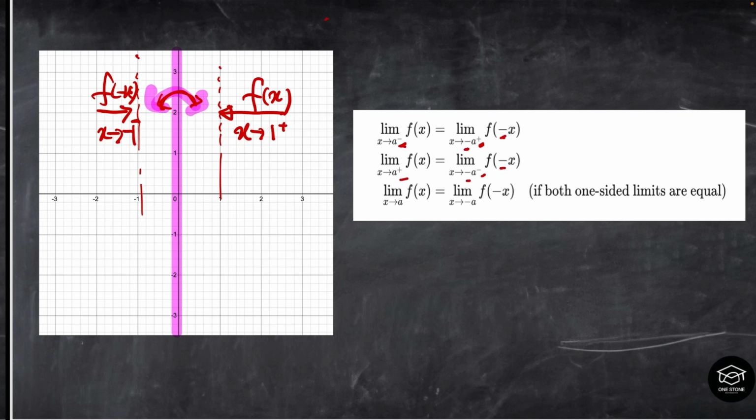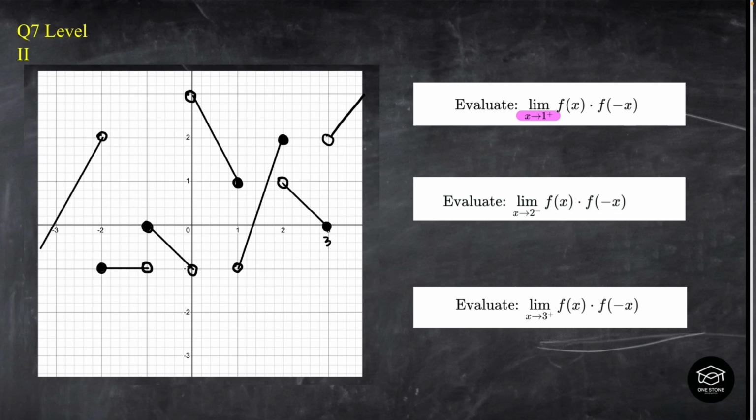Now let's go back to the problem. We want to evaluate the limit as x approaches 1 from the right of f of x times f of negative x. First, as x approaches 1 from the right, f of x goes to -1. Next, for f of negative x, this is the same as the limit of f of x as x approaches -1 from the left. From the graph, that limit is also -1. Therefore, we have -1 times -1, which equals 1. So the final answer is 1.